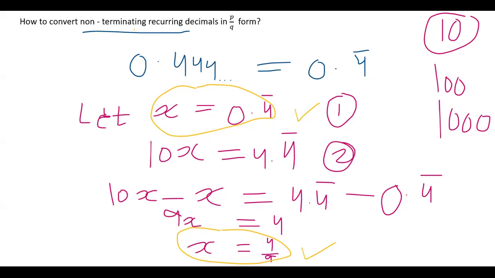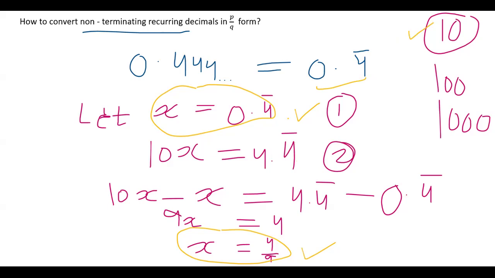Here we have taken the example of 0.444 and so on. Since the digit 4 is repeating, we will put a bar on 4. Now we will take this non-terminating recurring decimal as x and mark it as equation 1. Since after the decimal only one digit is repeating, we will multiply both sides by 10. So we will get 10x equal to 4.4 bar.